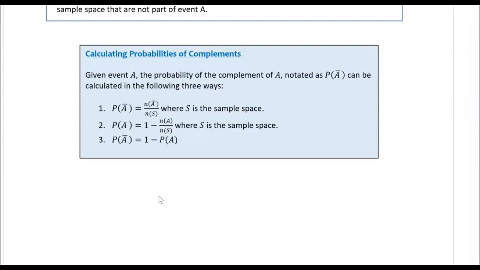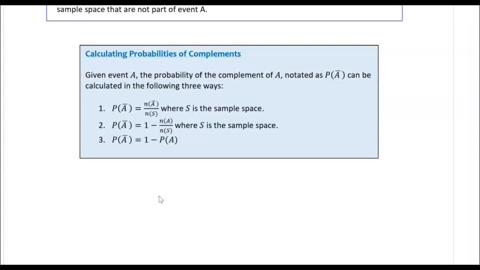1. The probability of the complement of A equals the number of outcomes that are not in A divided by the number of outcomes in S, where S is the sample space. 2. The probability of the complement of A equals 1 minus the number of outcomes that are in A divided by the number of outcomes that are in S, where S is the sample space. 3. The probability of the complement of A equals 1 minus the probability of A.